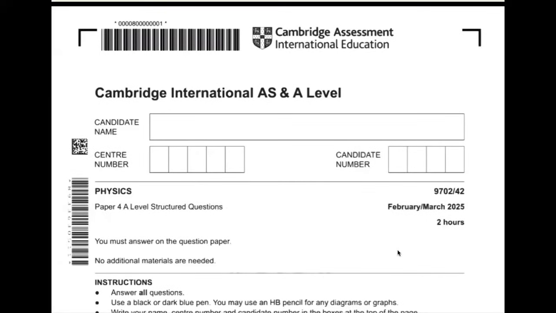So this time we are going to do an A2 past paper video. A level, or the second year of A level, is called A2, and we are doing the most recent paper that we have as of now, which is the Feb March 2025 paper, and there's only one variant, which is the 4.2 paper in this series. Let's get right into it.